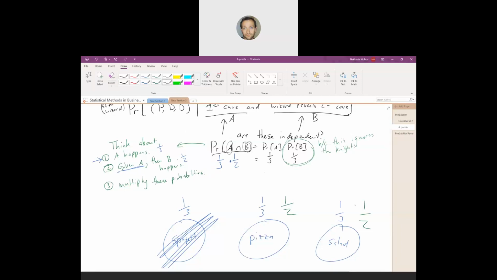So, is 1/9 equal to 1/6? Are they equal? No, they're not equal. Not equal, therefore not independent.